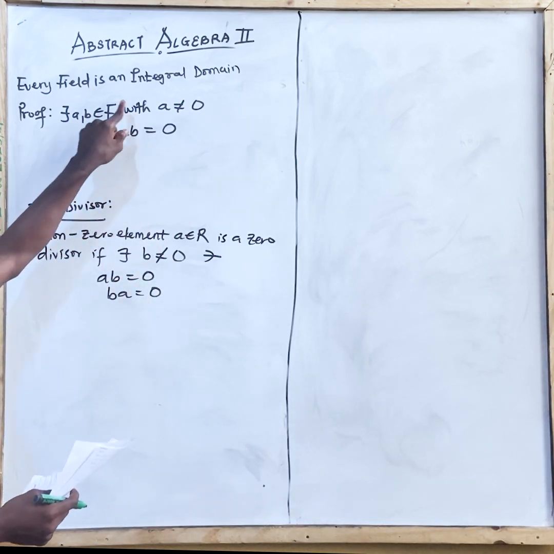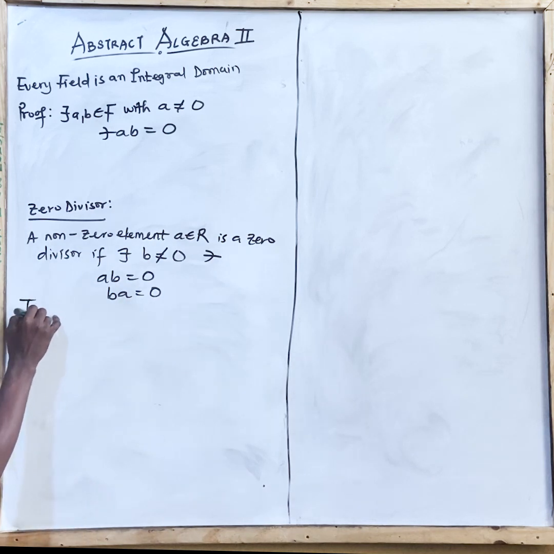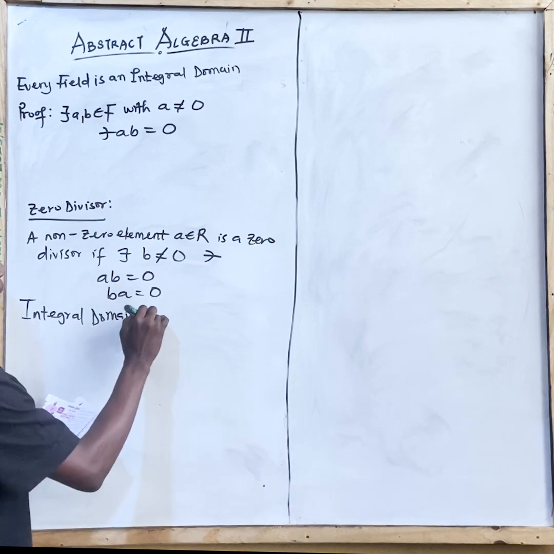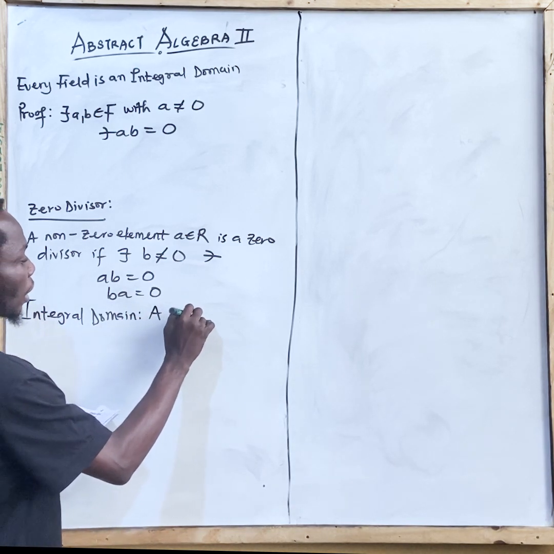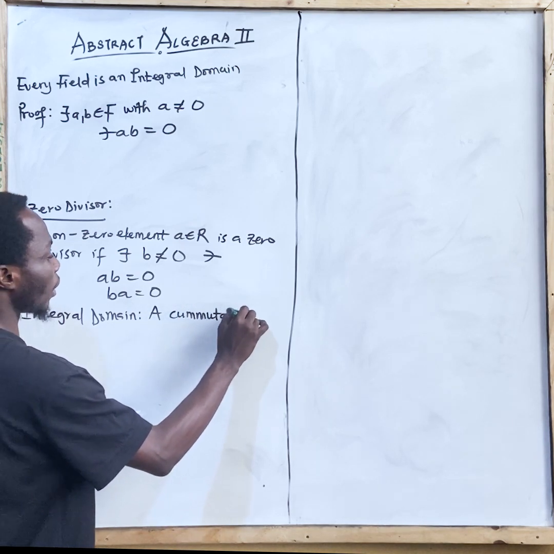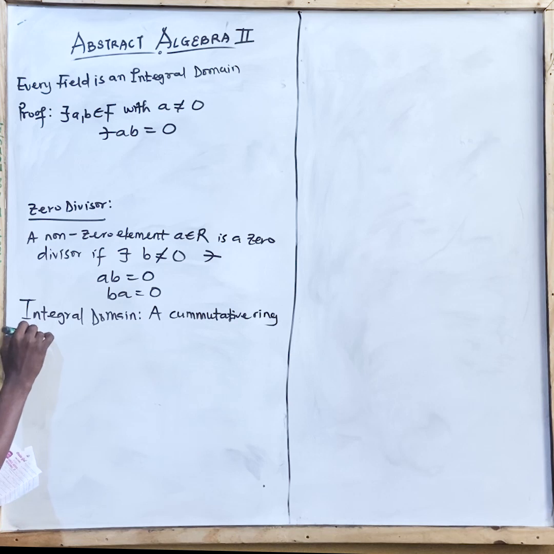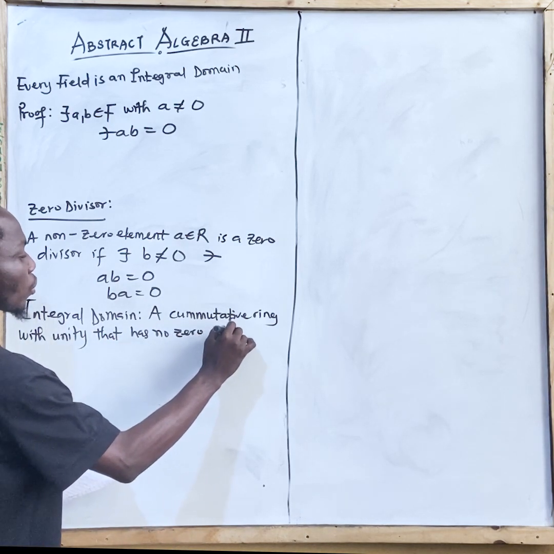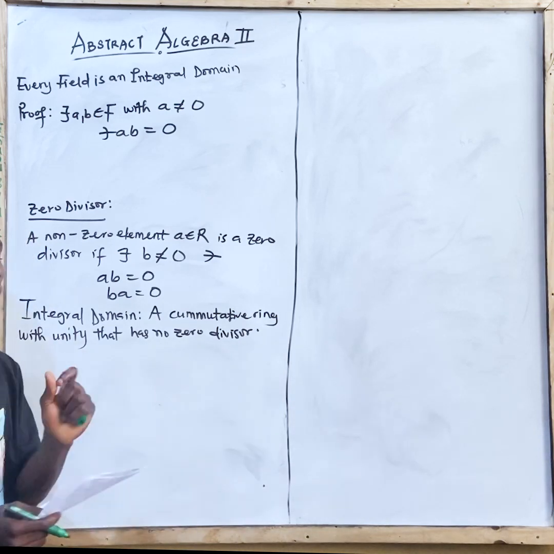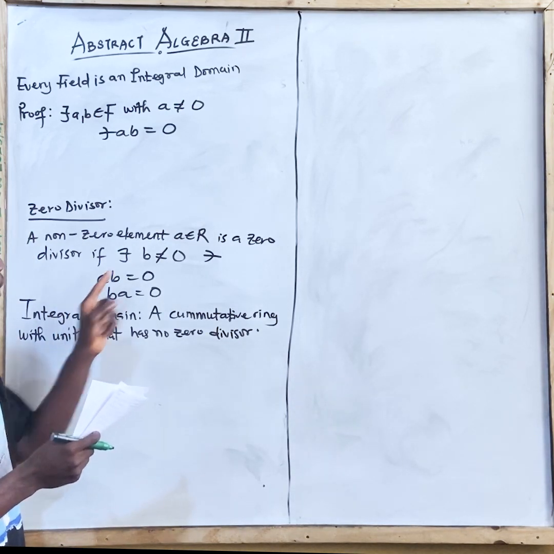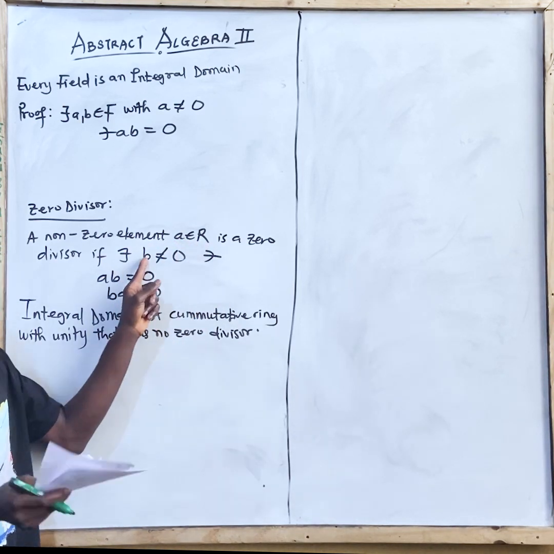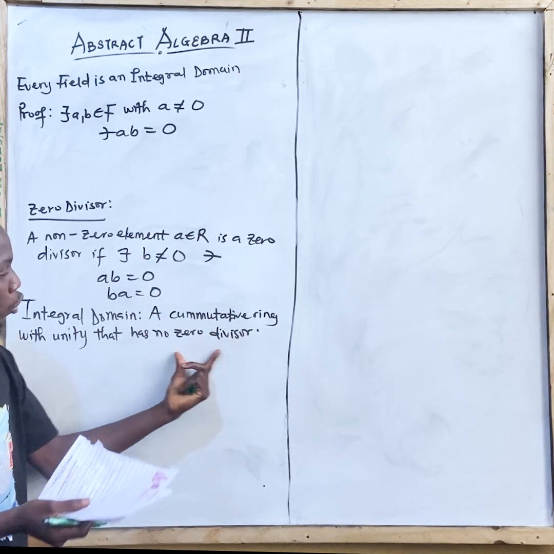Now here they are saying that an integral domain, if I bring out the definition of an integral domain, is a commutative ring with unity that has no zero divisor. So basically, when I say it has no zero divisor, it means that if A is a non-zero element, then B will be a zero element. That's what they mean by has no zero divisor.